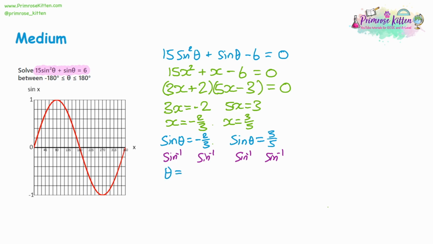So theta is going to equal the inverse sine of negative 2/3. So you can open a bracket and do negative 2 divided by 3 for that, for example. And that's going to give us negative 41.8 degrees to 1 decimal place. For the second one, we're going to have the inverse sine of 3/5. So we can use 3 divided by 5 for that. You can use 0.6, it's the same thing. So we're going to get 36.86, which we're going to round to 36.9.